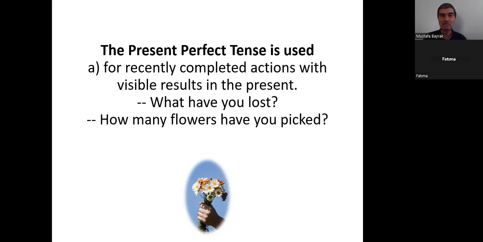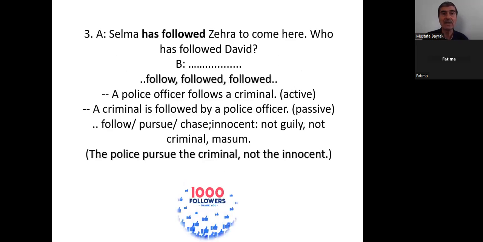Okay. For example. How many flowers have you picked? They smell nice. They are still in the hand of the person. How many flowers have you picked? They are beautiful. You can go on speaking like this. Because the present perfect tense has a connection with the present. Although it has finished.